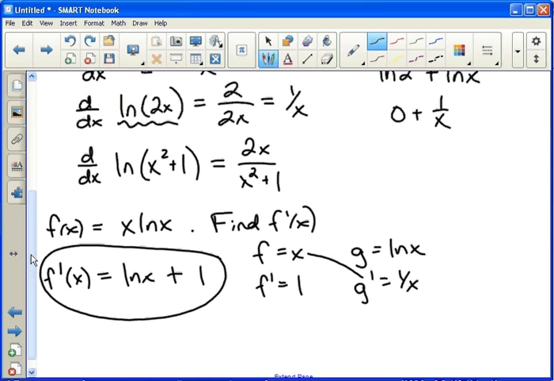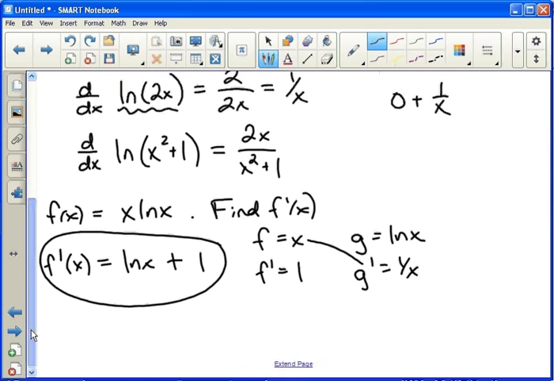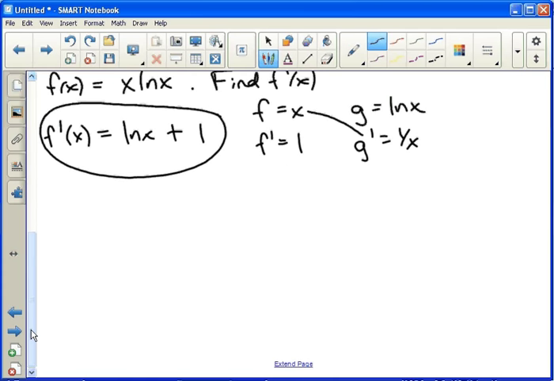Alright, now let's look at one more. Well, we'll look at several more. Let's say that our original function is the natural log of x all cubed, and they ask us to find f prime. So they ask us to take the derivative.